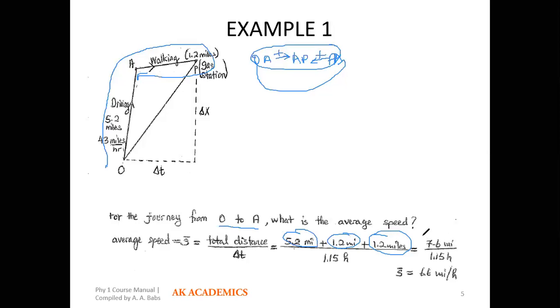If you add everything together, you have 7.6 miles right at the top, divided by the change in time. The time is not going to change. The time from O to A, from A to P, from P to A remains the same as 1.15, like we calculated in the previous discussion. So if you carry out this arithmetic operation, what you would obtain is 6.6 miles per hour. The average speed would be equal to 6.6 miles per hour.